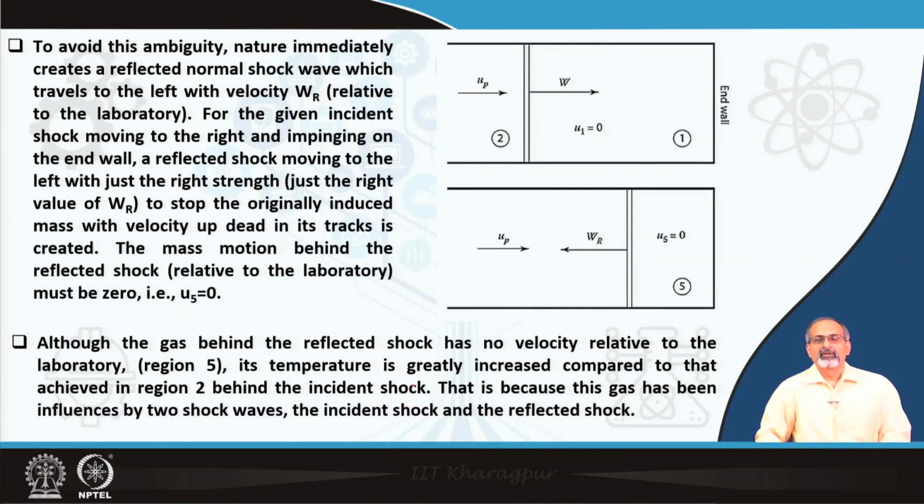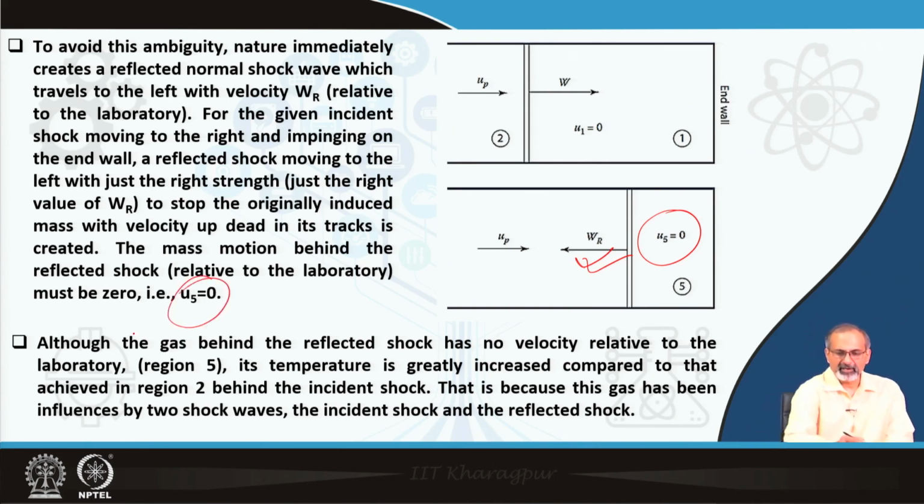Now, the mechanism that nature has devised to handle such a situation is that it reflects back the shock with a velocity of Wr towards the left, and that leaves the region in the wake of the reflected shock stagnant, which means region 5 now emerges after the shock has met the end wall and has reflected back, where region 5 is essentially static relative to the laboratory.